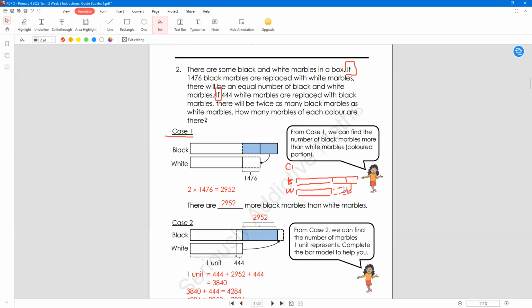It's important to note that "if" means it did not happen. That's why you draw a dotted line. So 1,476 is replaced. So this portion is 1,476, and this portion is 1,476 as well.